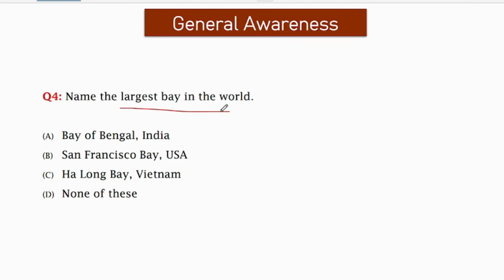Okay, so the largest bay in the world is Bay of Bengal, India. Surprise? Yes, it's Bay of Bengal, India. That's the largest bay in the world. Let's move on to the next question.